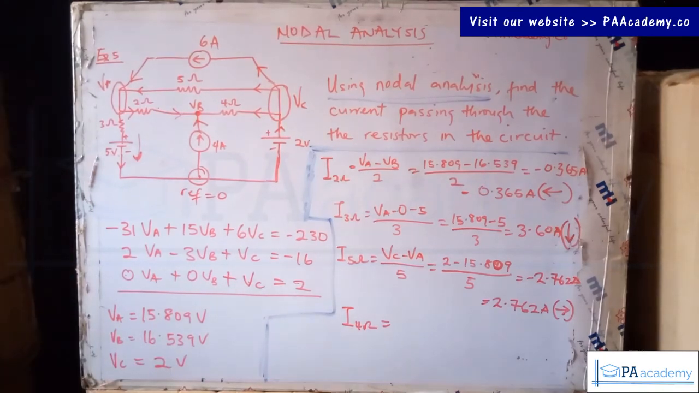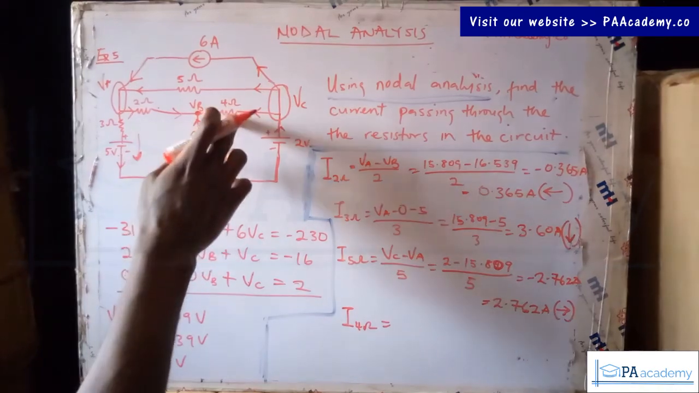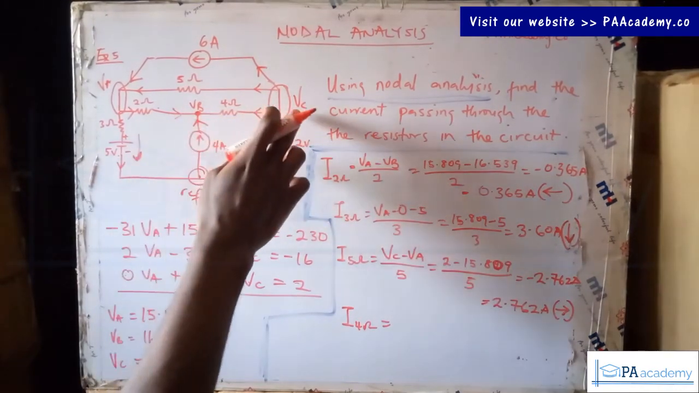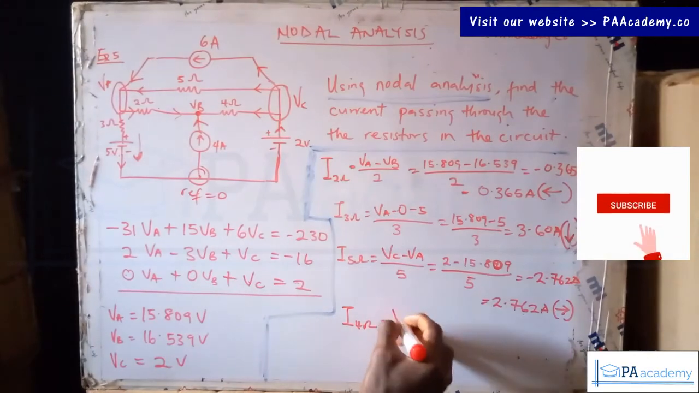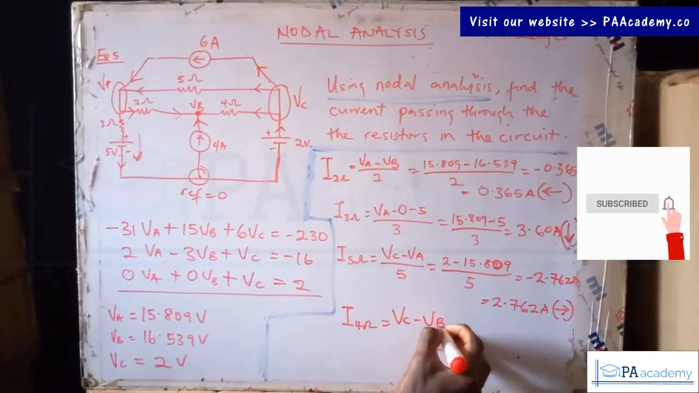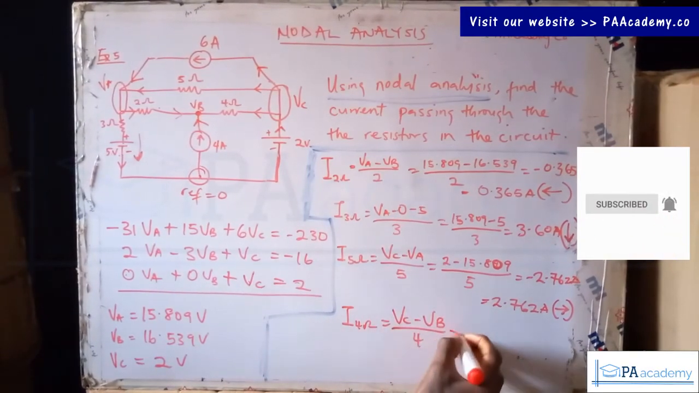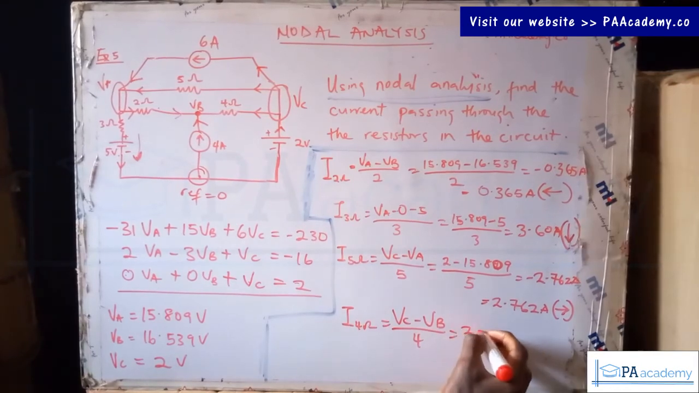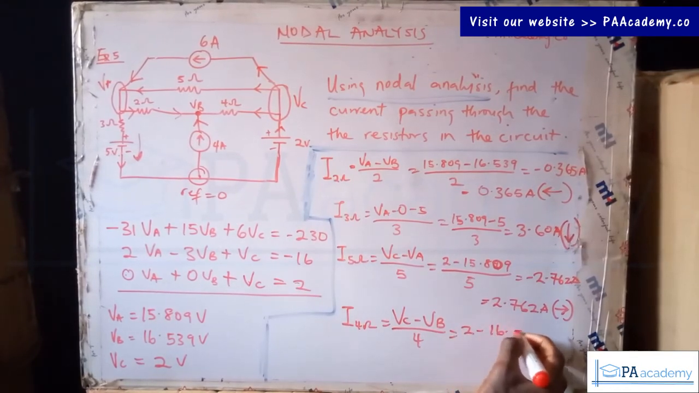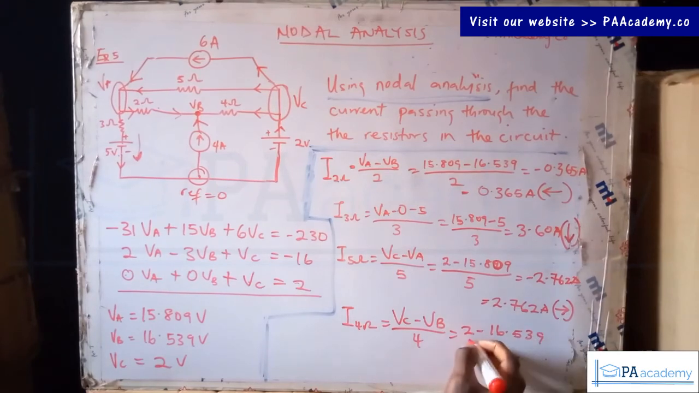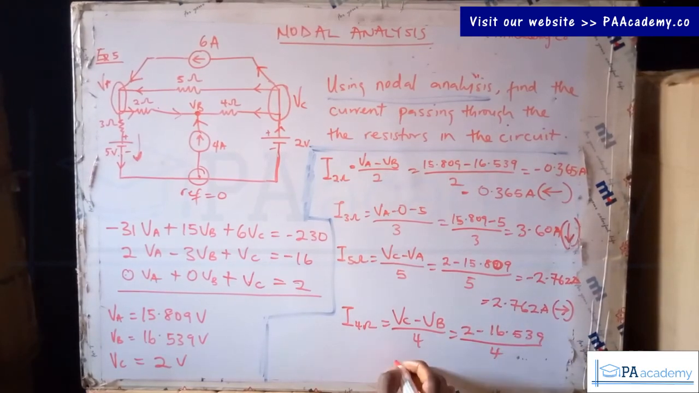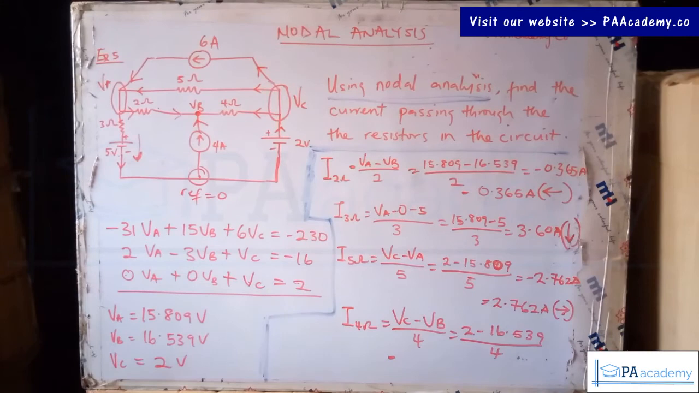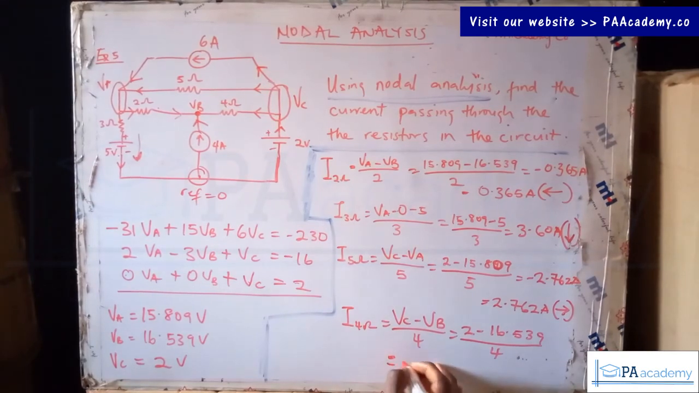So the current flowing through the 4 ohm resistor, this is the direction, that is from VC to VB. So that will be VC minus VB divided by 4. Our VC is 2, that will be 2 minus 16.539 divided by 4. So that will give us minus 3.635.